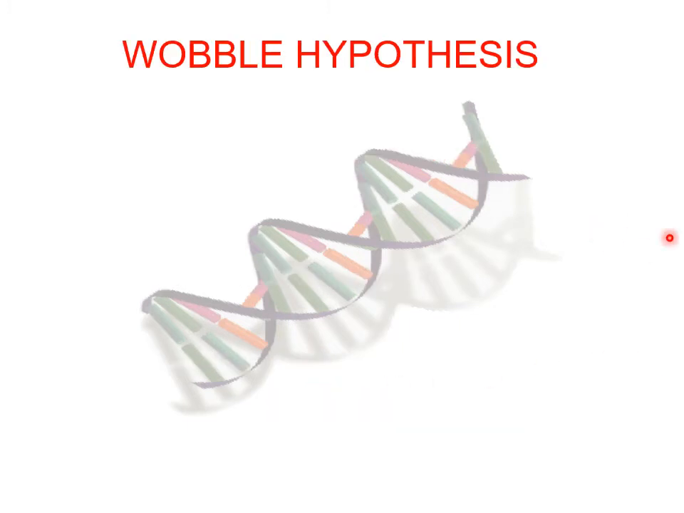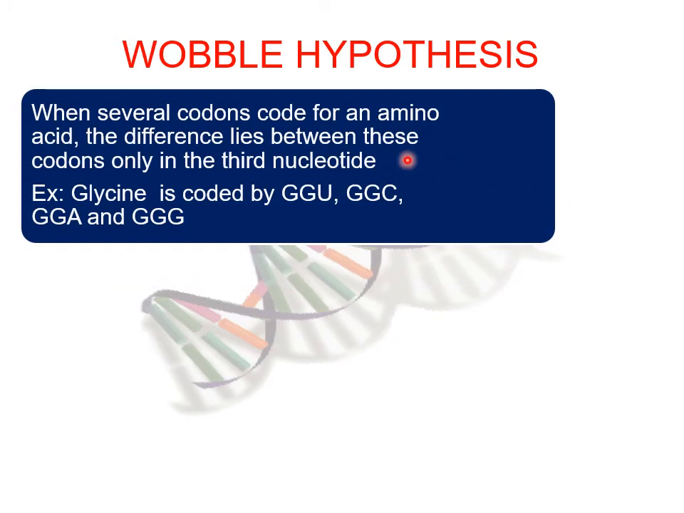Now let us study an important concept called the wobble hypothesis. We studied under the degeneracy of genetic code that an amino acid may have more than one codon. That is, the number of codons varies for an amino acid. It can be anywhere from 1 to 6. And we also saw that it is the first two nucleotides which are important in determining which amino acid a codon is going to specify, whereas the third nucleotide in the codon is not important in specifying the amino acid.